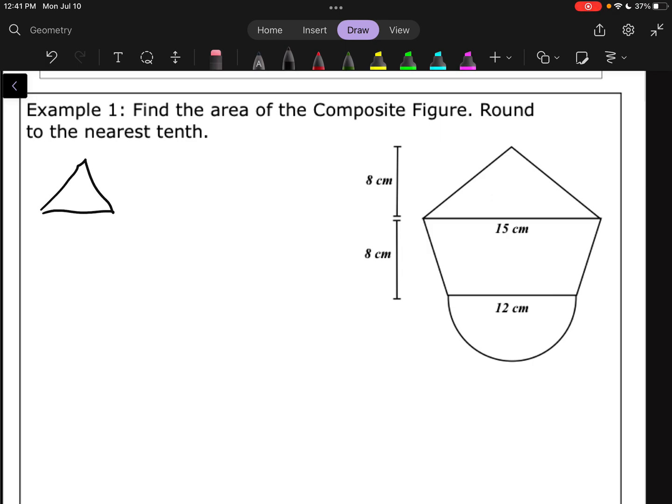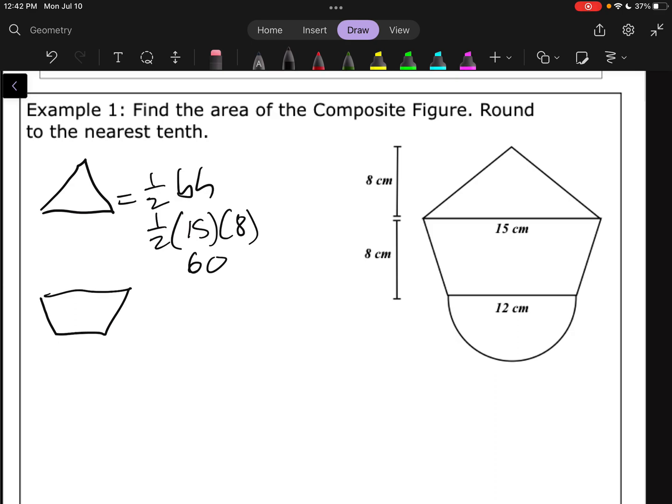All right, get things started here for our triangle. We should have done 1/2 base times height. That should have been 1/2 times 15 times 8, which is 60. For the trapezoid, we're doing 1/2 B1 plus B2 times H. That's 1/2 times 15 plus 12 times 8. What is that? That is 108.